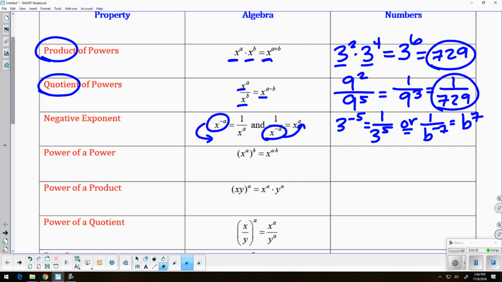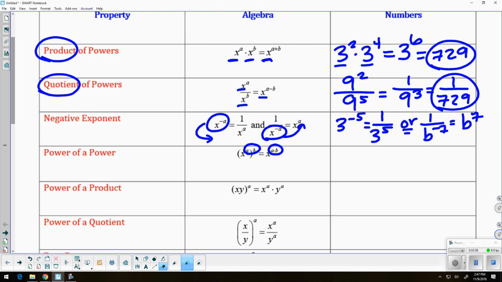If you have a power to a power, so power of a power is what it says. So if you have an exponent raised to another exponent, which we worked with in the previous chapter when we had our imaginary numbers and we had like i squared to the 13th, things like that. But with a power to a power, you want to multiply. So you want to multiply those two exponents together.